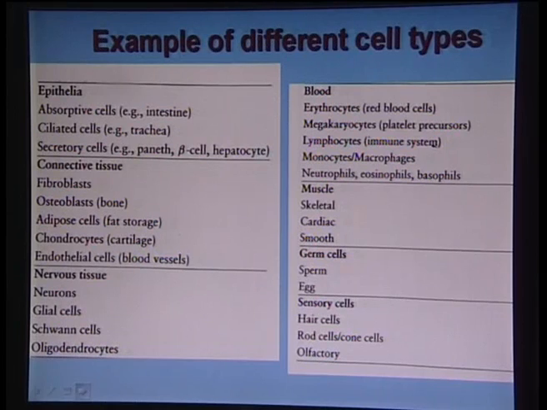Blood, you have the RBC, you have these lymphocytes, immune system, you have the monocytes, macrophages, etc. Muscle cells, you have skeletal, cardiac cells as well as smooth cells, and then you have different cells like sensory cells like hair cells, rod cells, etc.